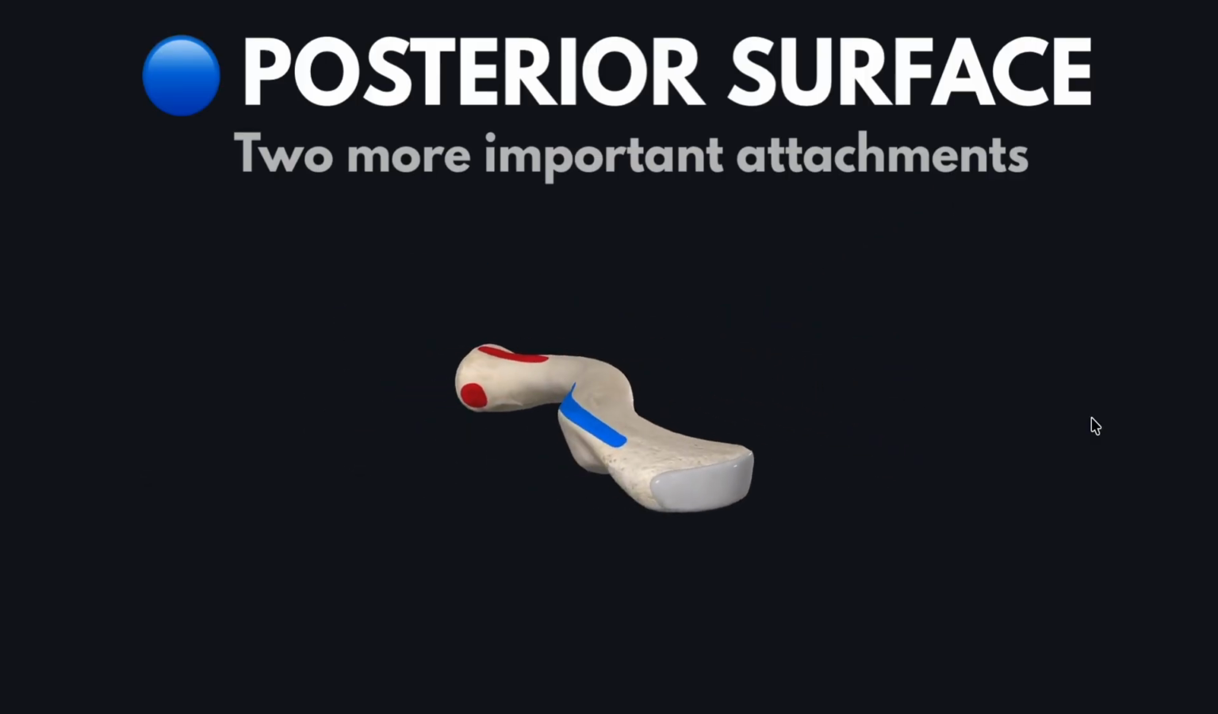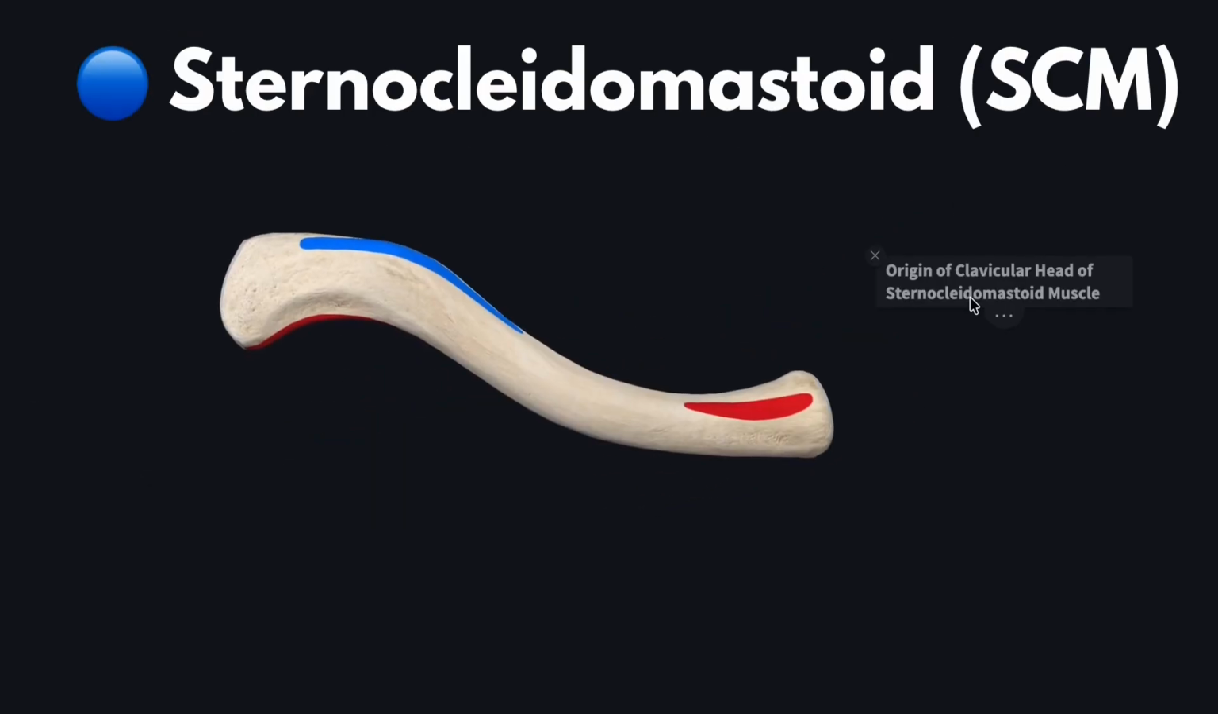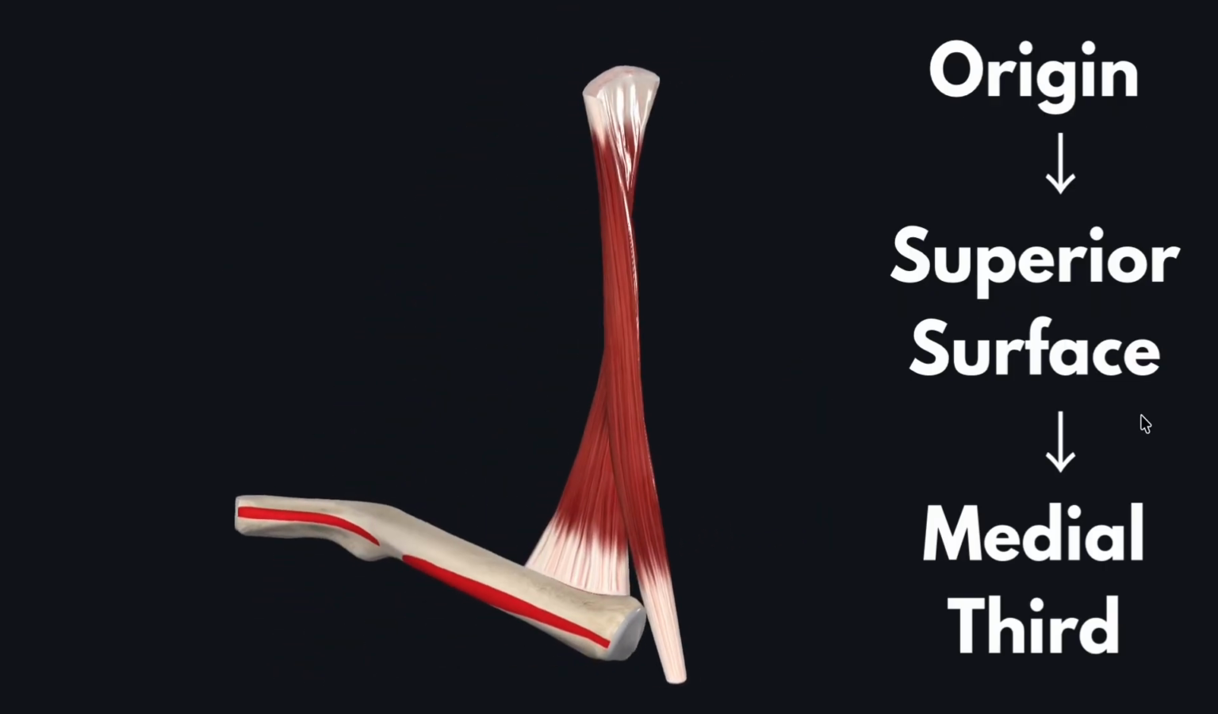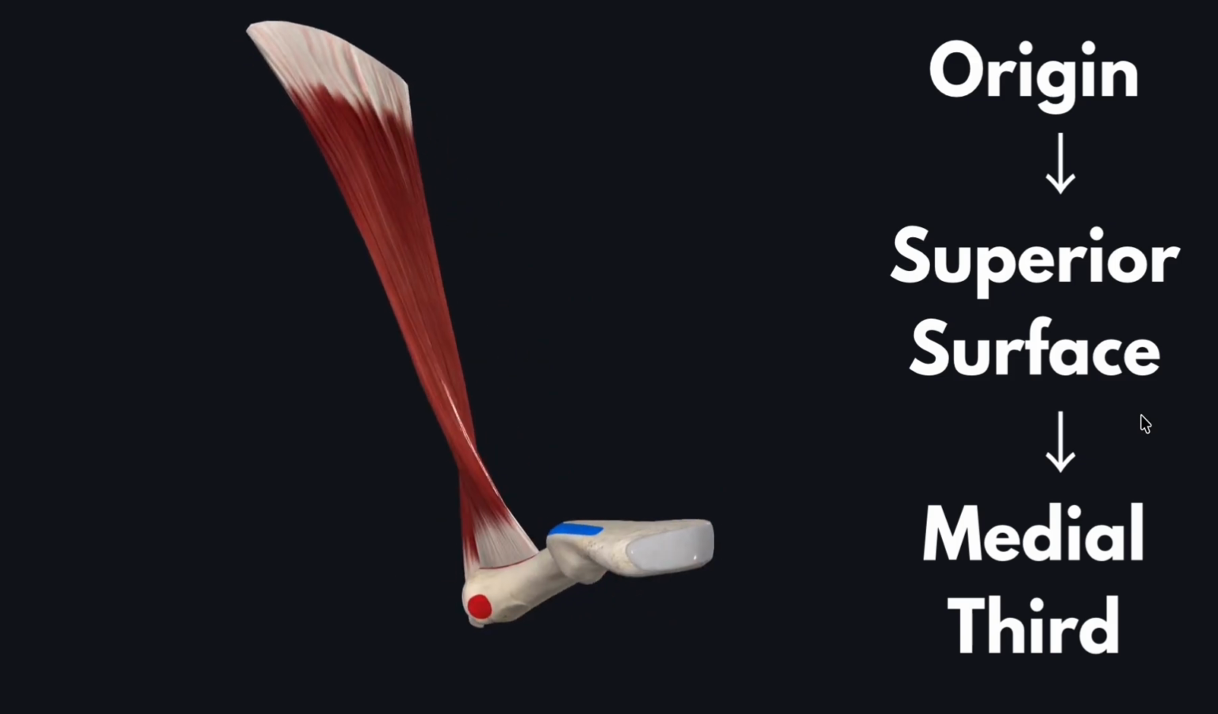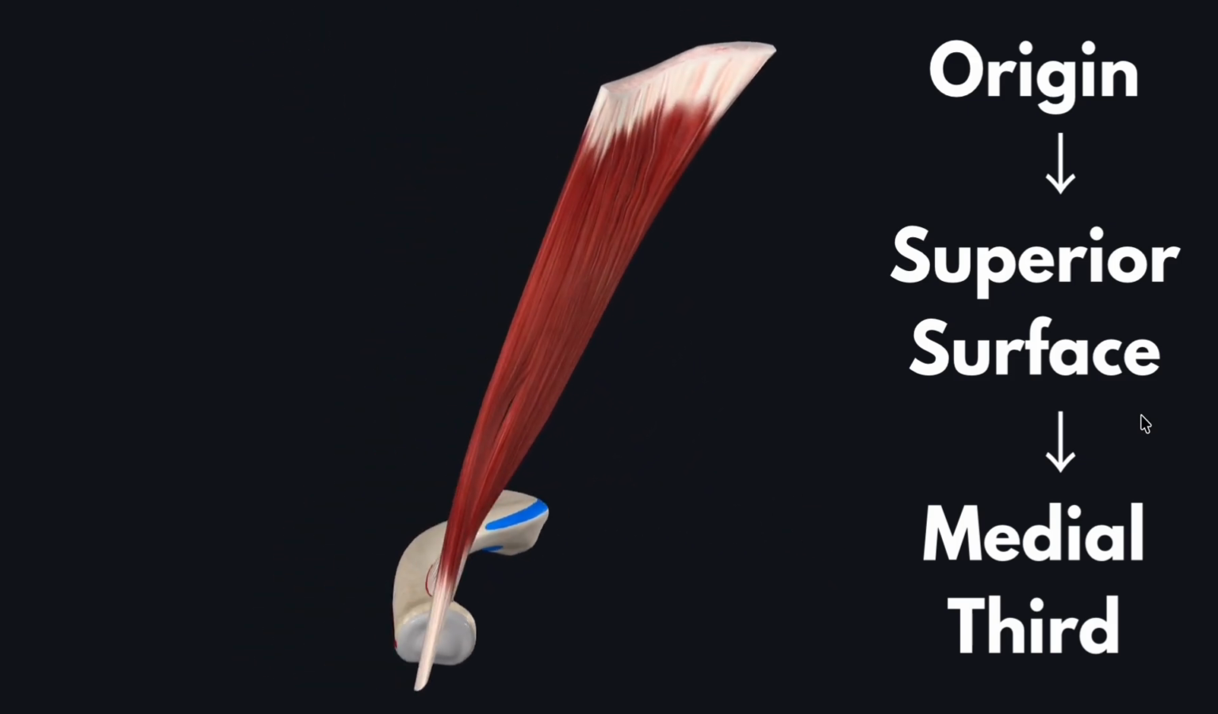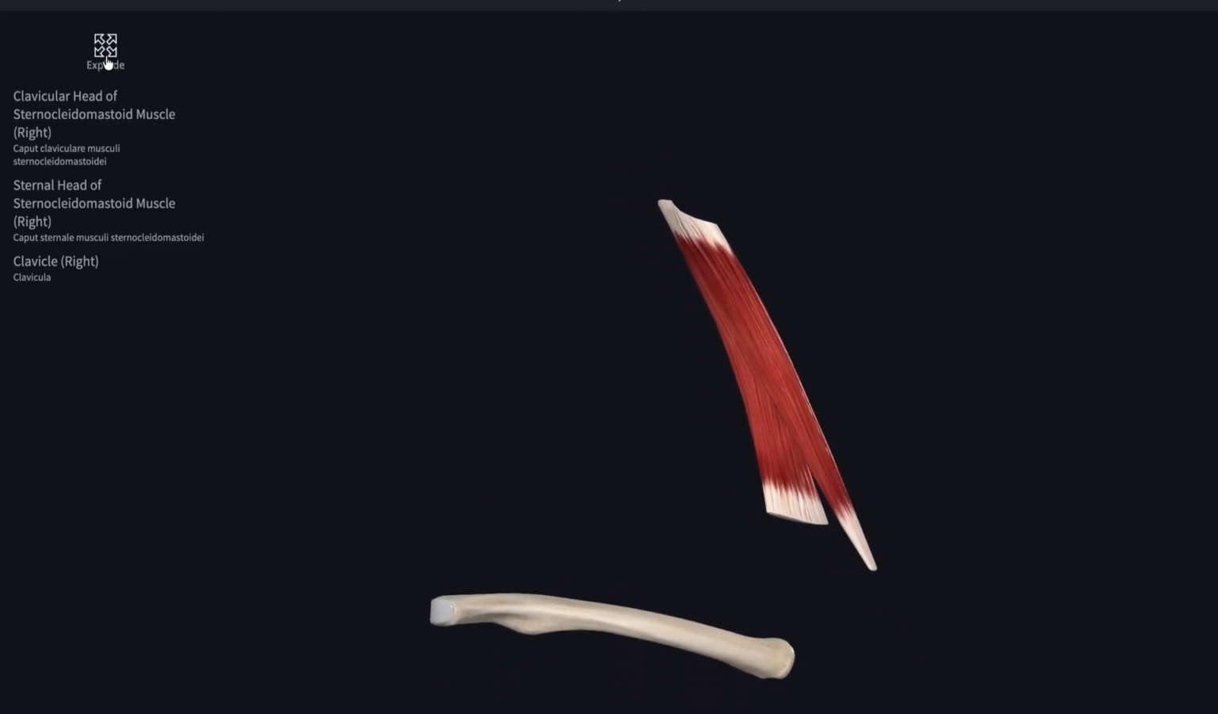Let's examine the posterior surface. First attachment is the Sternocleidomastoid. Look closely. The Sternocleidomastoid attaches to the superior surface of the medial third of the clavicle. This forms the clavicular head of the SCM muscle.